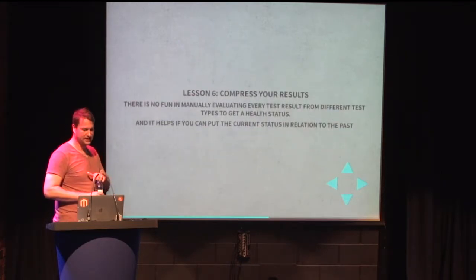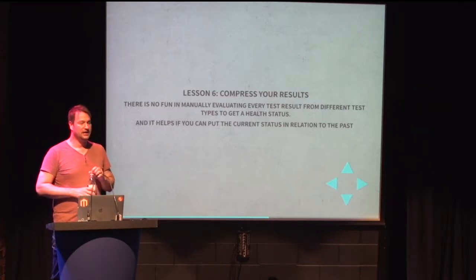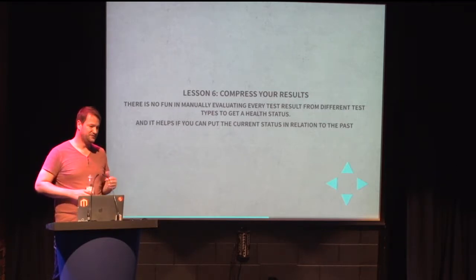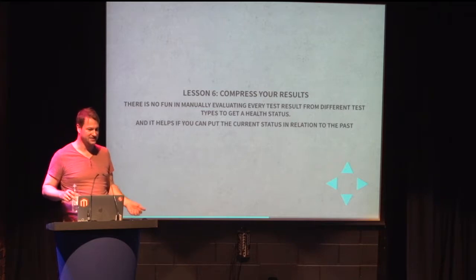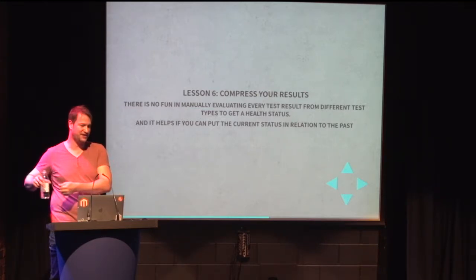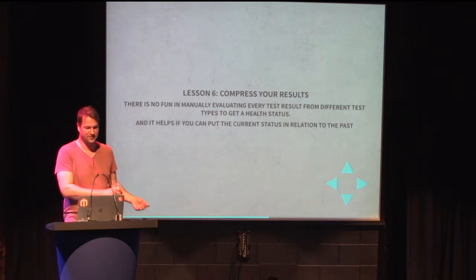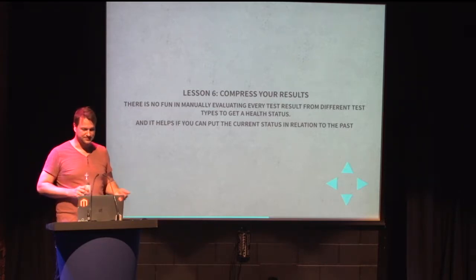Level 6 is compress your results. When your test is green, it's fine. But when you test your page speed and you just have the result of 80, what is 80? Is 80 better than live? Is your new release better than live, or even worse? So make it comparable to the live version, to production, or to any other version.